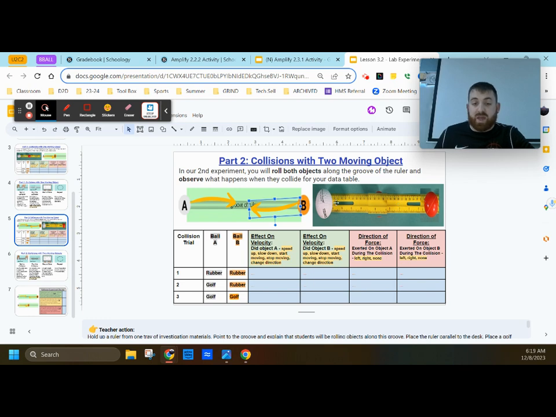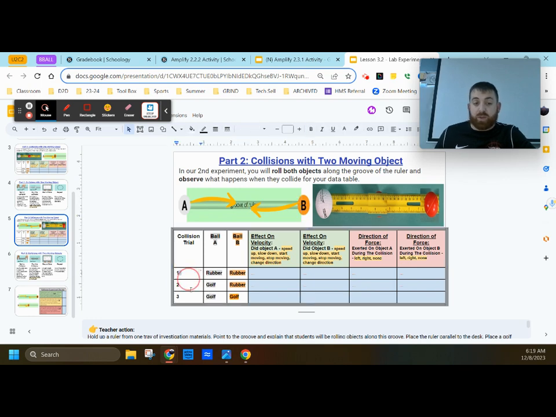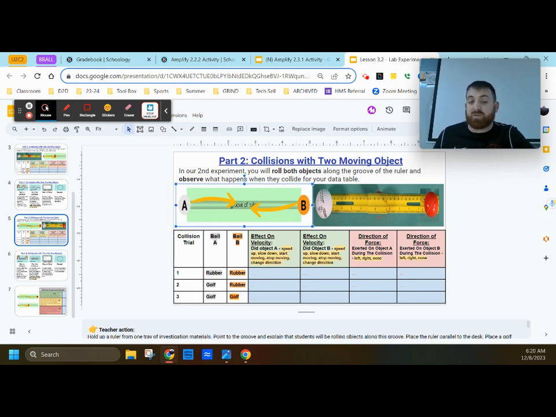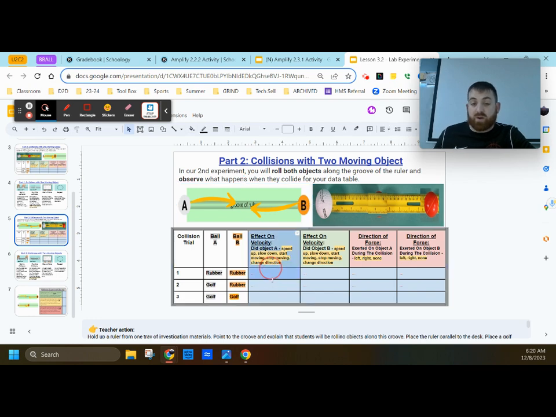You're going to roll them down that middle groove, have them collide, and observe the same data. There'll be 3 trials with 3 different pairings of objects. When you do this, you'll need to look and describe what kind of velocity change. So A will always be on the left, B will always be on the right. So how did A's velocity change after the collision? So once A collides, what happened after it collided? Did it speed up, slow down, start moving, stop moving, or change direction? Same with B. Speed up, slow down, start moving, stop moving, change direction.